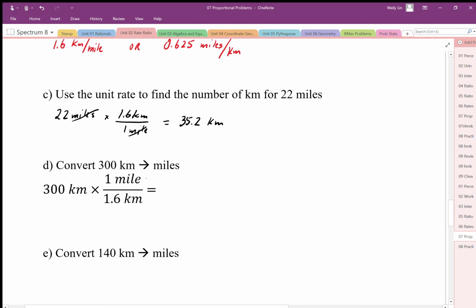300 kilometers to miles: again, we could use this unit rate here. In this case, the kilometers again cancel. Again, we could have used the other one, but as long as you have it in the right orientation, it doesn't matter. So we end up with 300 kilometers divided by 1.6 miles. That would be the same as going in the opposite direction. Instead of multiplying by 1.6, we're going the other way, so we're going to divide by 1.6. So we get 187.5 miles.